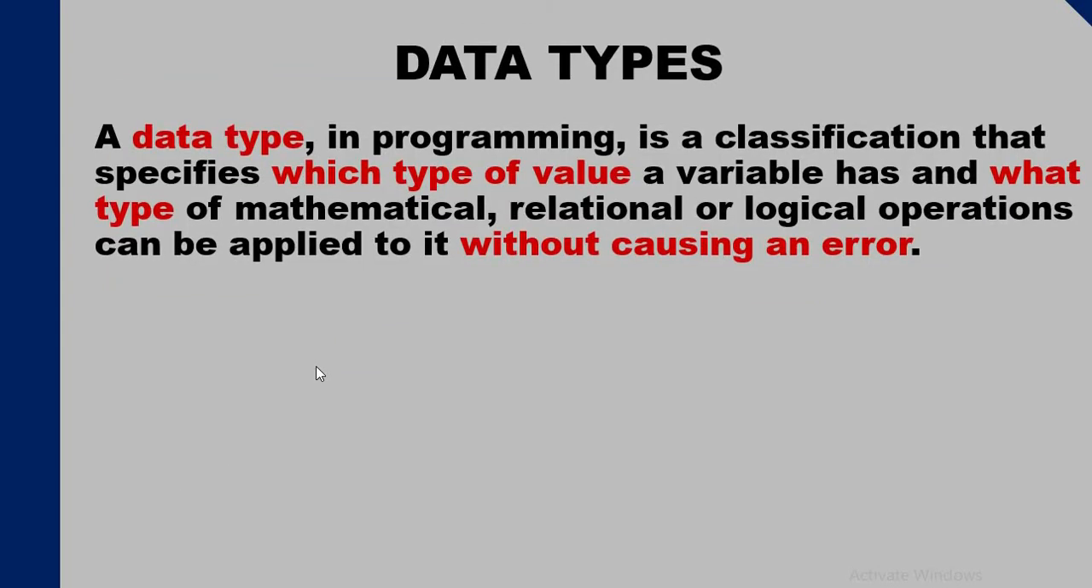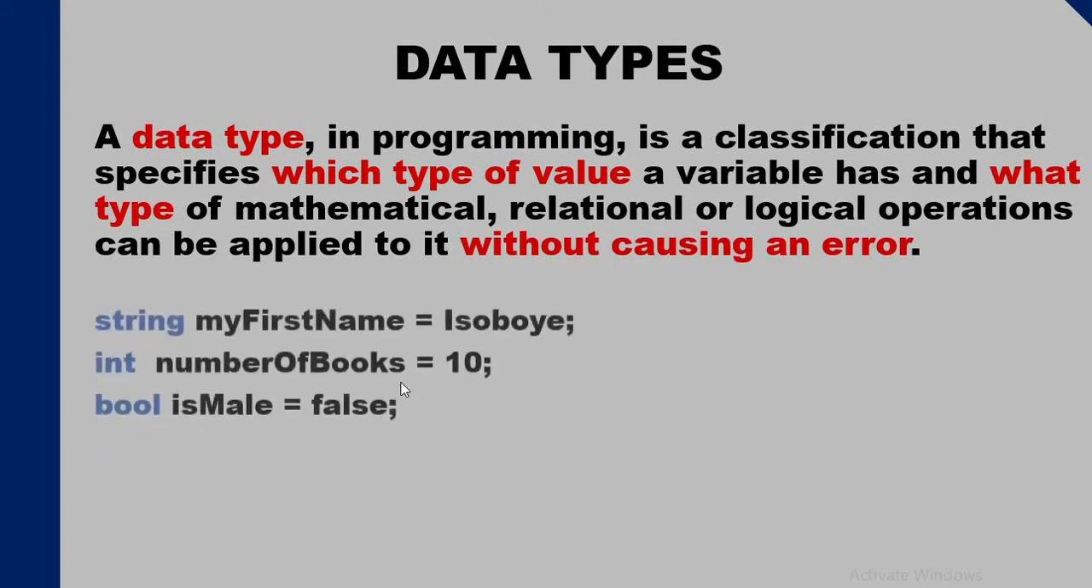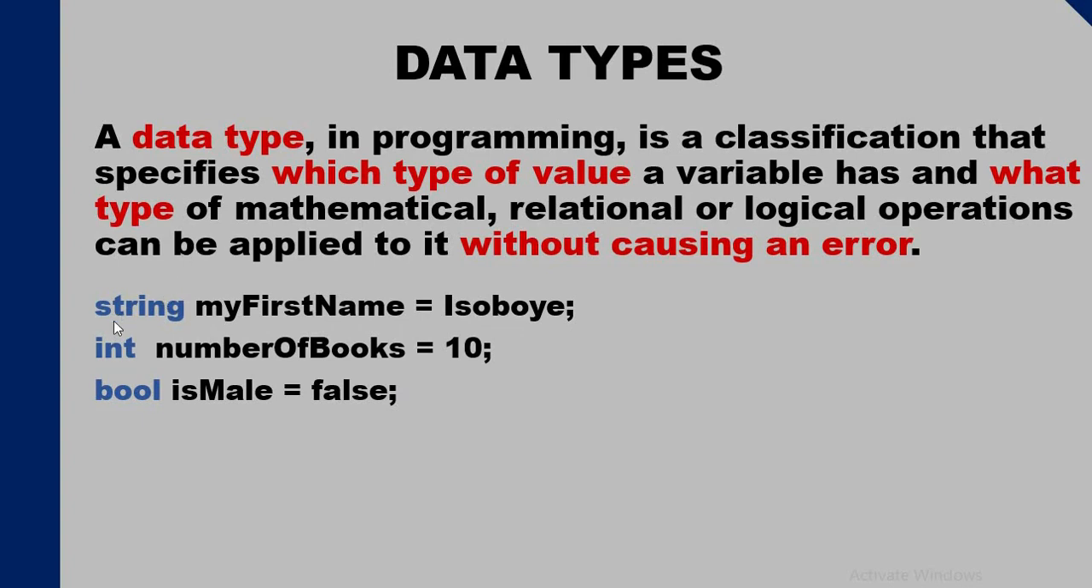A data type in programming is a classification that specifies which type of value a variable has and what type of mathematical, relational, or logical operations can be applied to it without causing an error. A data type specifies the kind of data that will be stored in a variable. So let's take a look at this example. The string specifies the data type that should be stored in my first name, and the data stored in this my first name should be text. So that is what it means.